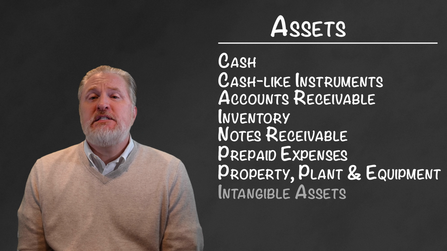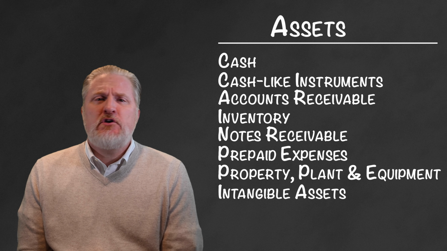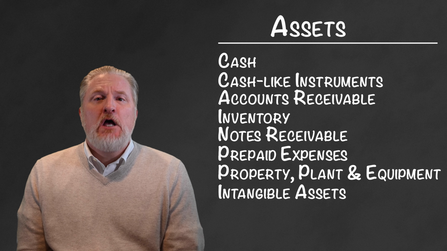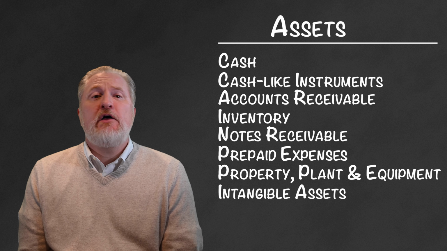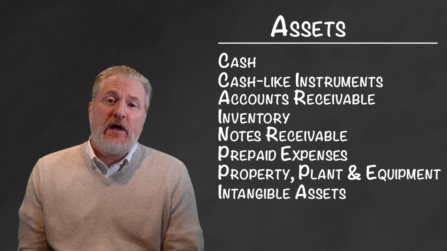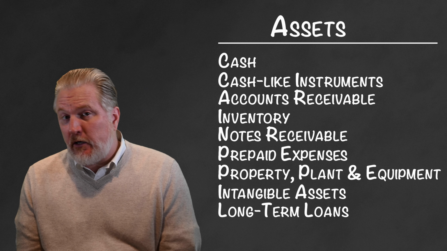You could also have intangible assets that have a long-term value but are not physical in nature. These could include trademarks, copyrights, patents, or even goodwill. Goodwill is the amount you paid to buy a company above the book value of their assets. Other types of long-term assets include the rest of a long-term loan that you've made to someone that will be collected over, say, the next 20 years.